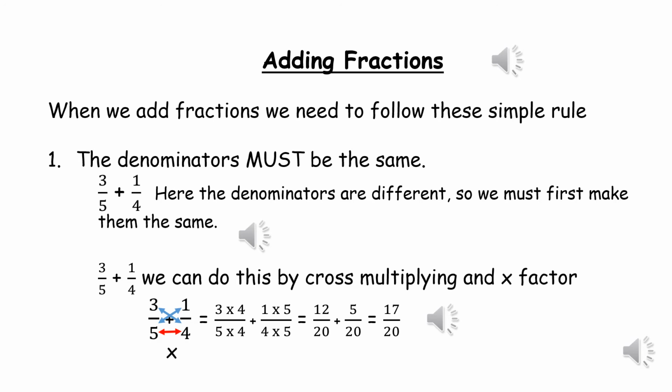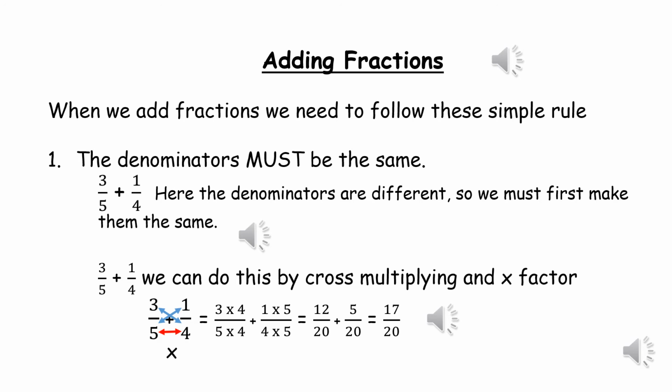And then the 1/4 transforms into the new looking fraction, which is 1 times 5 and 4 times 5. And so we now have 2 new fractions. The value is just the same, but the numbers look different. But hey presto, we have got 2 denominators that are exactly the same, and that is exactly what we wanted.